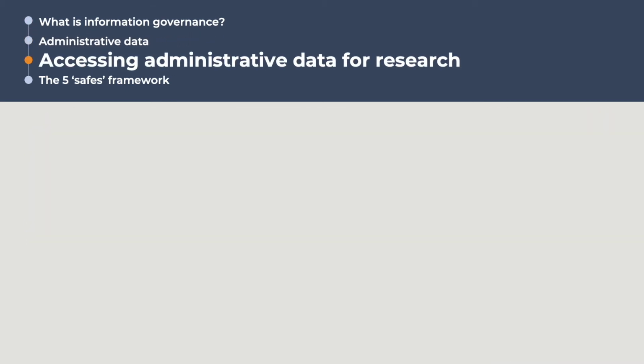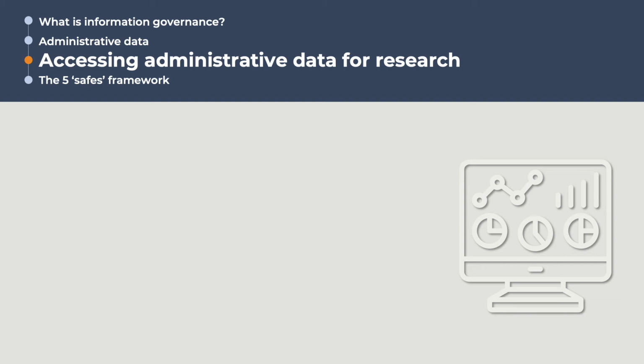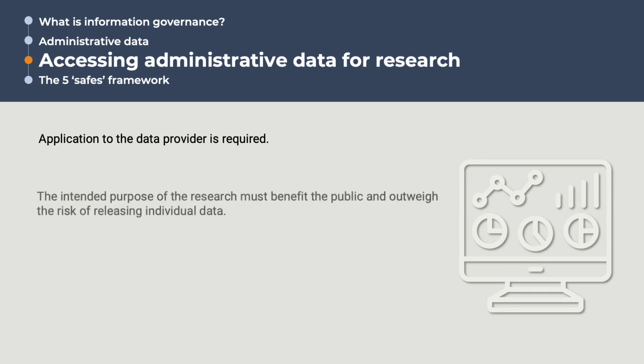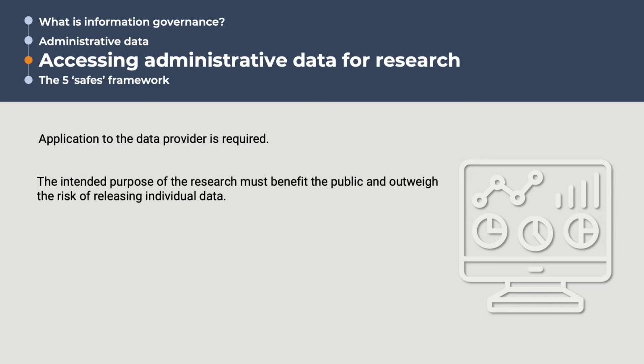To obtain access to administrative data for research purposes, an application to the data provider is often required. Data providers include government departments, health providers, insurers, or statistical agencies. Such application involves addressing aspects related to information governance. That is, the application should demonstrate that the intended purpose of the research will benefit members of the public or public services, and outweighs the risk of releasing individual level data.